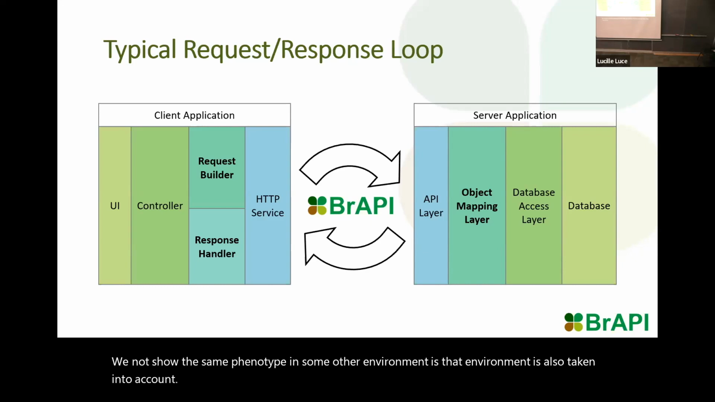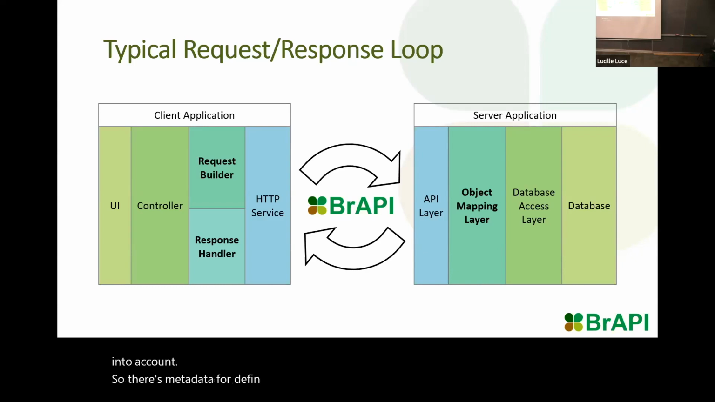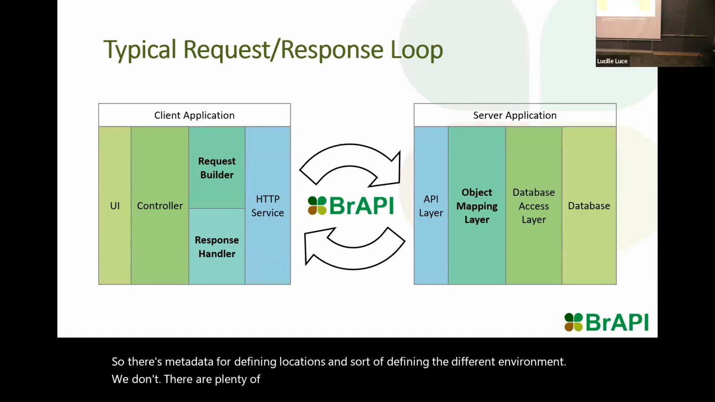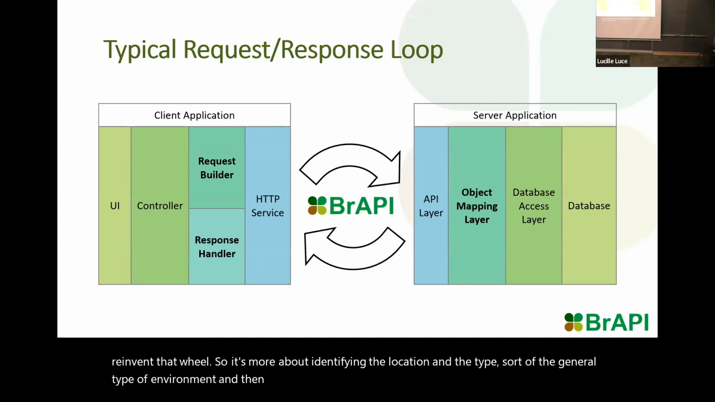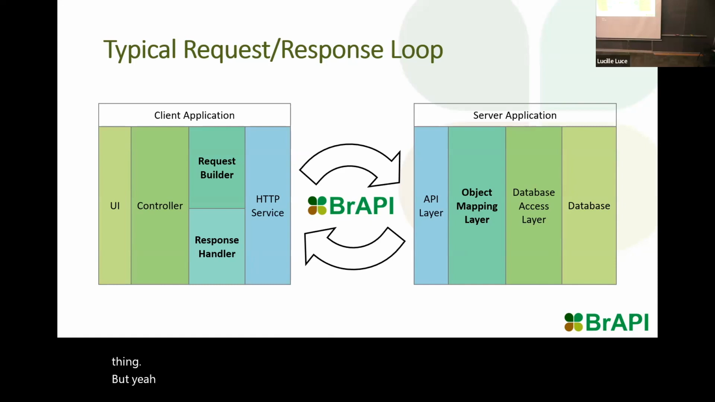Yeah, so there's metadata for defining locations and defining the different environment. There are plenty of APIs and specifications for weather data already. We didn't want to reinvent that wheel, so it's more about identifying the location and the general type of environment, and then adding connectors to, say, specific weather data. But yes, it is part of the specification to define this is where I am, this is the general type of environment that I'm dealing with.